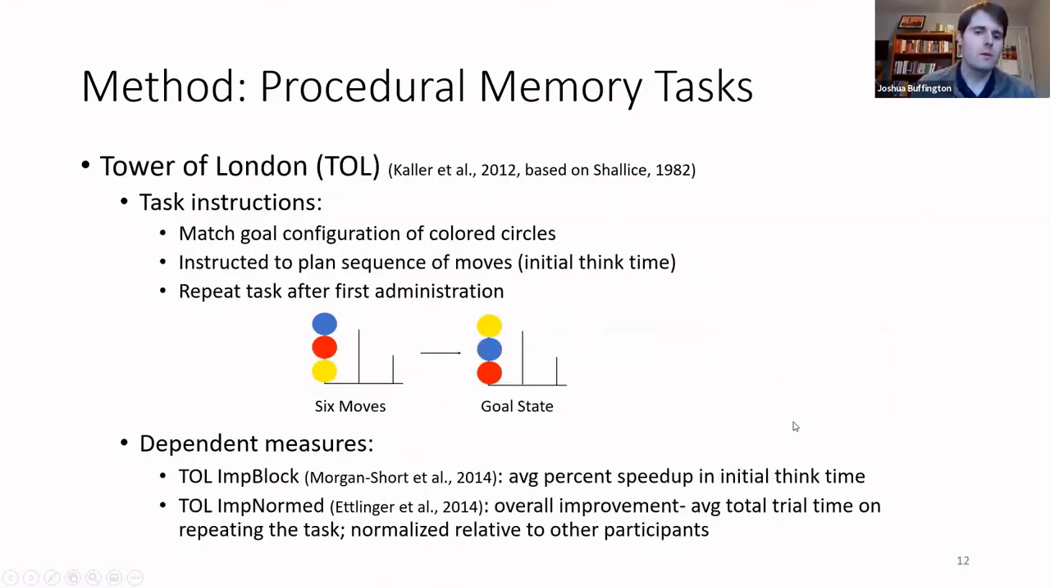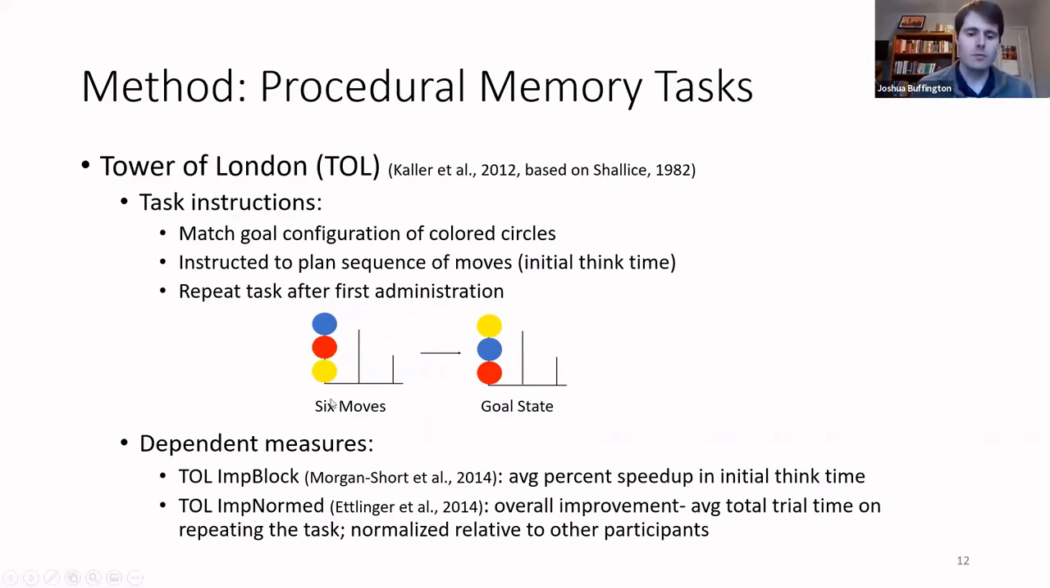The final procedural memory task was the Tower of London, or TOL. In this task, participants were instructed to match a goal configuration of colored circles. One important instruction is that they were told to plan their sequence of moves before initiating the first move. And this gave us a measure of initial think time. Participants also repeated the task in order to give us a measure of improvement.